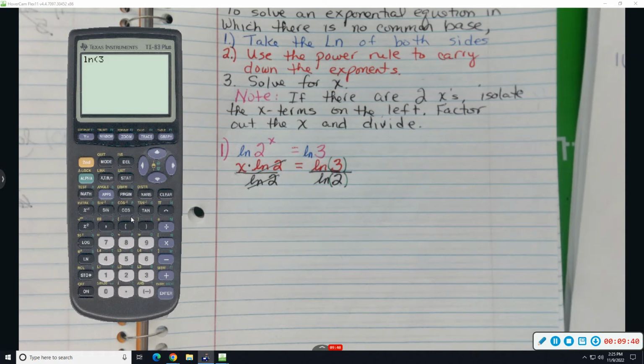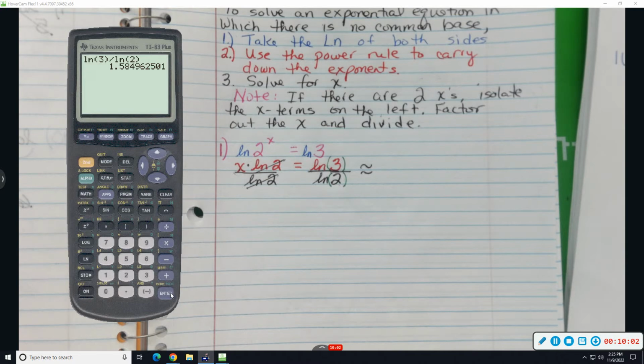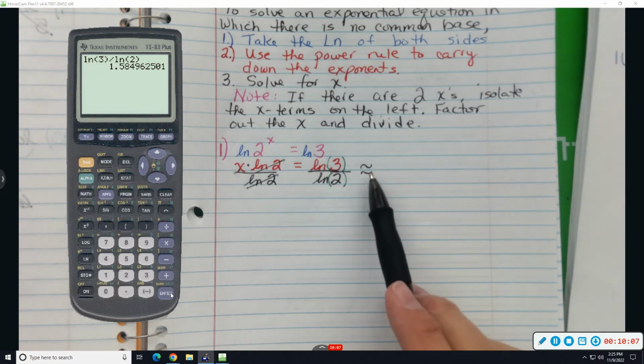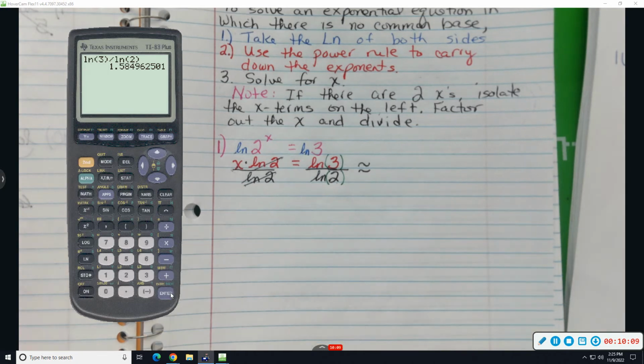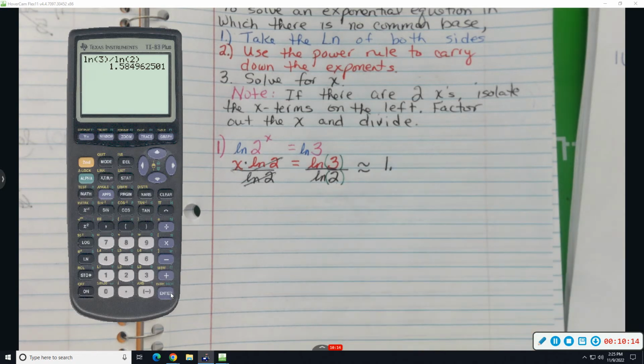ln 3, close parentheses, divided by ln 2, close parentheses, enter. So we're told to round this to 4 decimal places. The wavy equal sign I'm writing just means approximately equal to. Do you ever see little wavy equal signs? That's just a way of saying we're rounding something. So we're going to round it to 4 places after the decimal point.